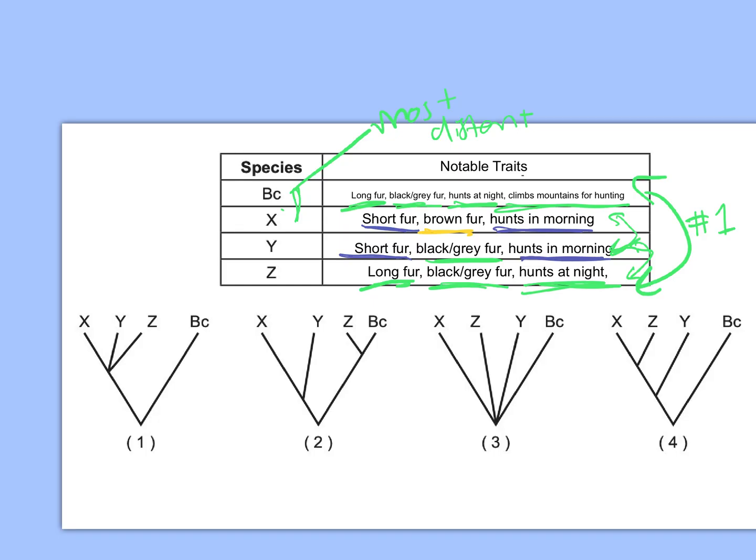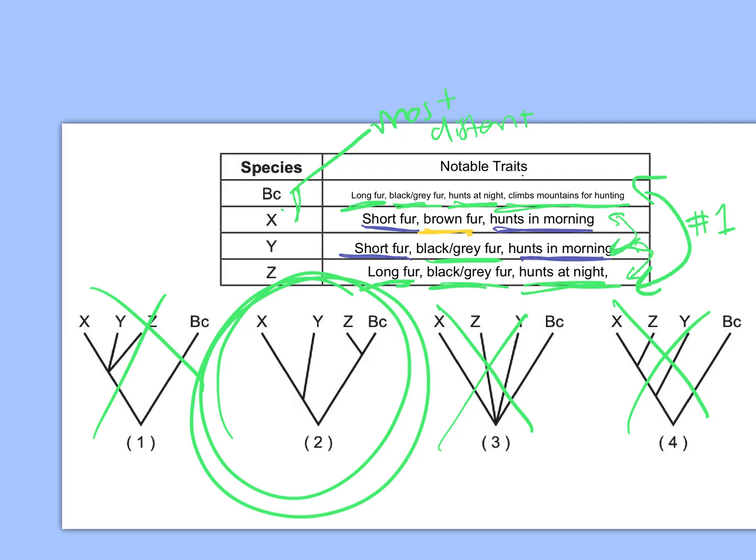So that doesn't rule out anything. Now we're looking for X and Y to be closely related. So I'm going to cross out that one and that one. Now I'm looking for B, C, and Z to be very closely related. So I'm going to knock out that one. And we have our answer here. X and Y are more closely related, and Z and BC are more closely related.